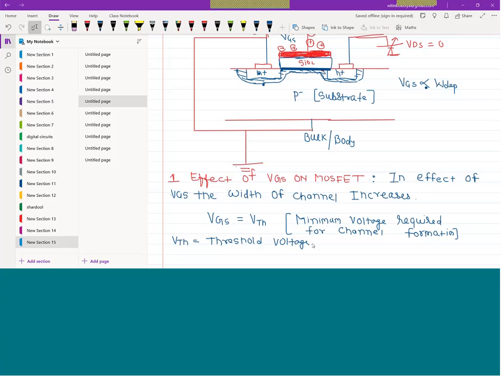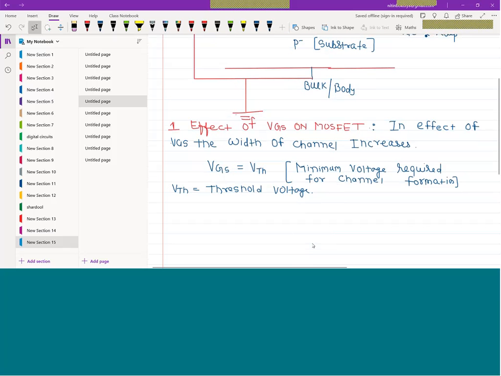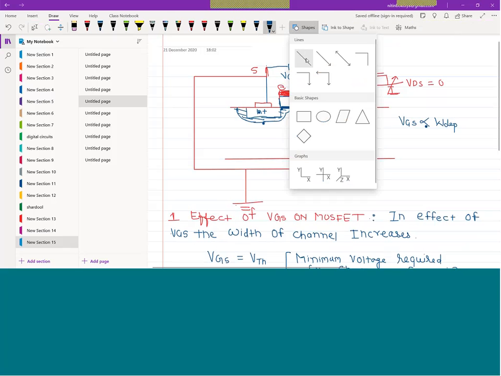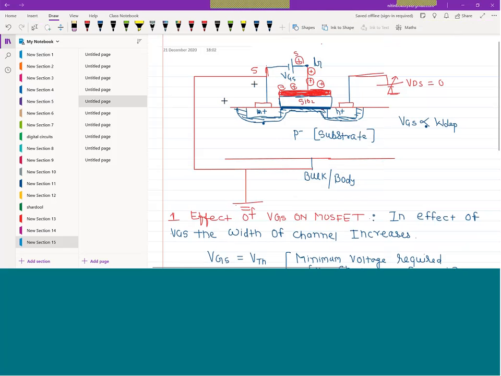OK, so this is the effect of VGS. And first we have to forward bias the junction. So I am forward biasing the first junction. This is nothing but the forward biasing of the input junction. Then we will provide a reverse bias to the output junction.